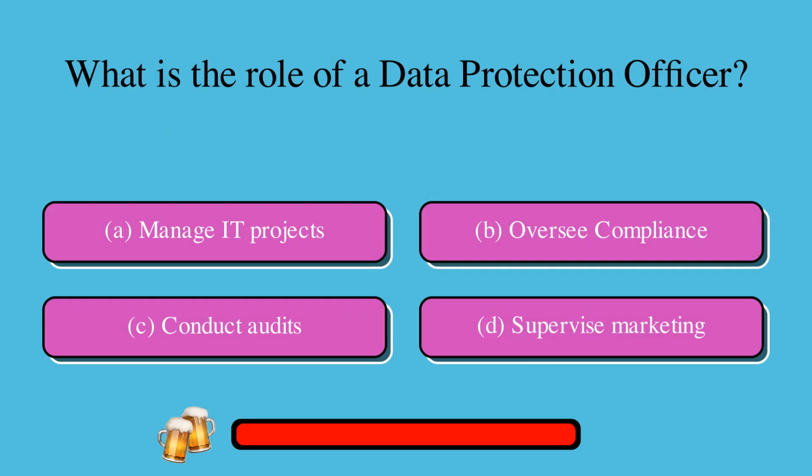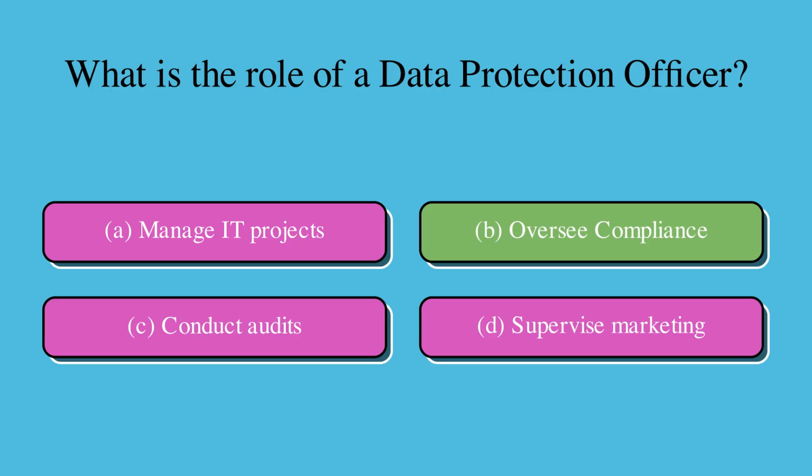What is the role of a data protection officer? A, manage IT projects, or B, oversee compliance, or C, conduct audits, or D, supervise marketing? The correct answer is B, oversee compliance.